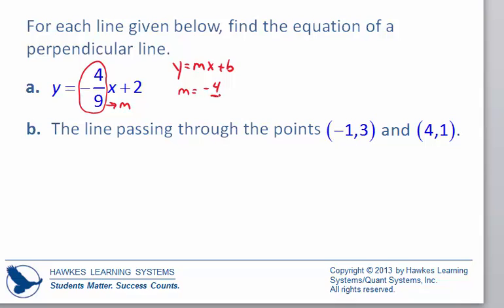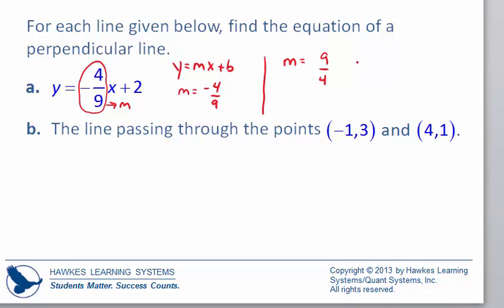So if we are talking about a line that is perpendicular to this one, what would the slope be? Remember, we have to meet the two criteria. So we have to do the reciprocal, which would be 9 over 4, and we have to change the sign. This one is negative, so we would need our new one to be positive. So we have the slope.